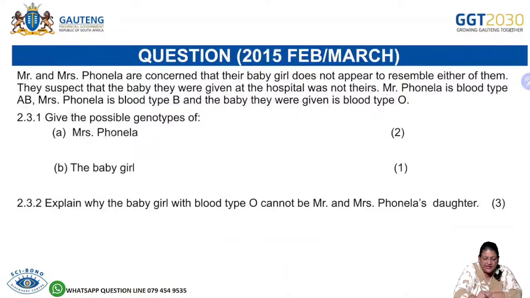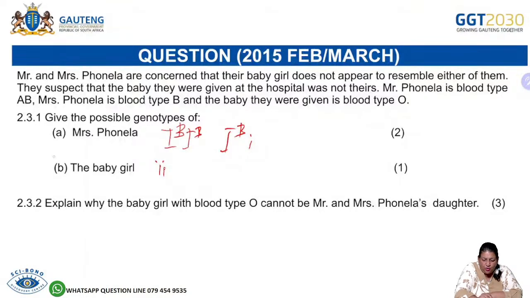So for Mrs. Fonella, her blood group is B. She can be I to the power big B, I to the power big B, or she can be I to the power big B and carry the small recessive allele. The baby girl can only be 2 small i's.